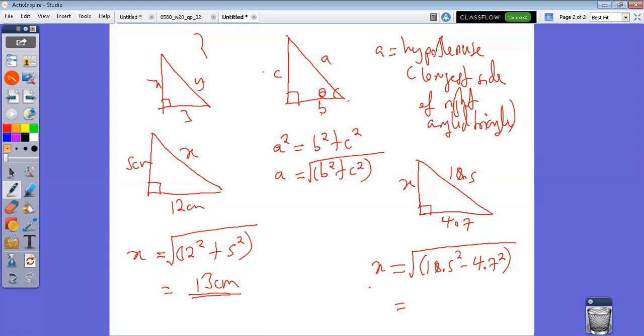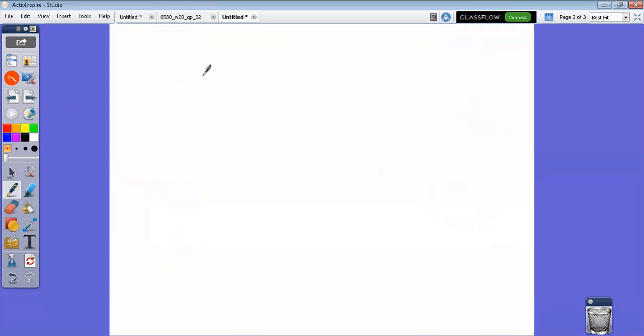What do you get? Guys, what do you get? Minus 3? How can you get a minus? How can the length of something be a negative? 17.9. To three significant figures, 17.9 centimeters. Is that making sense?